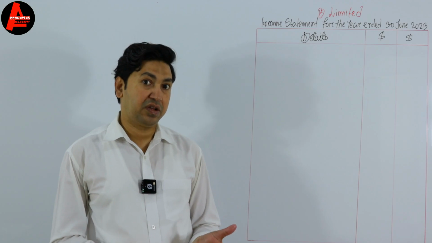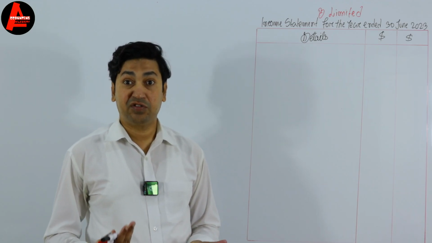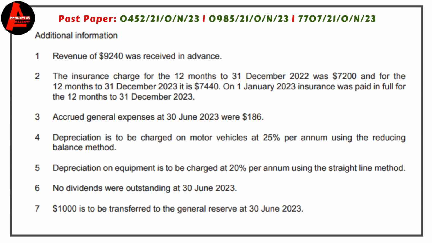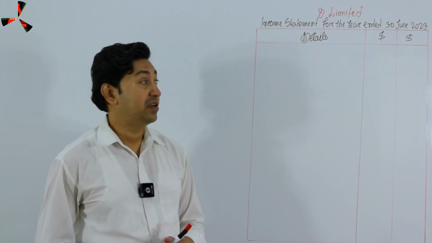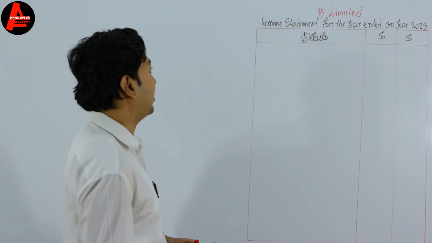Here we have some items related to the statement of changes in equity. At the end of the question we have additional information, seven adjustments, okay? These will also be taken into account for the amounts here. Good. So what is our first item? Our first item is revenue, yeah? So let us write here revenue.